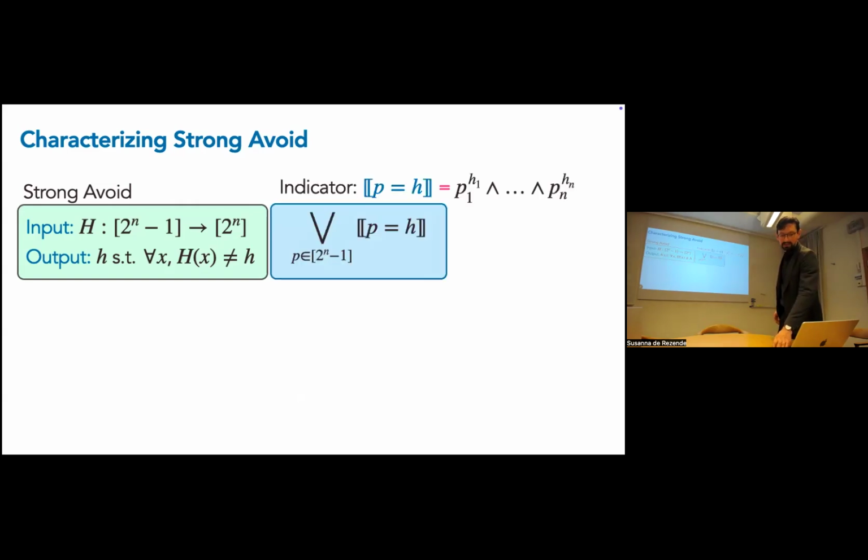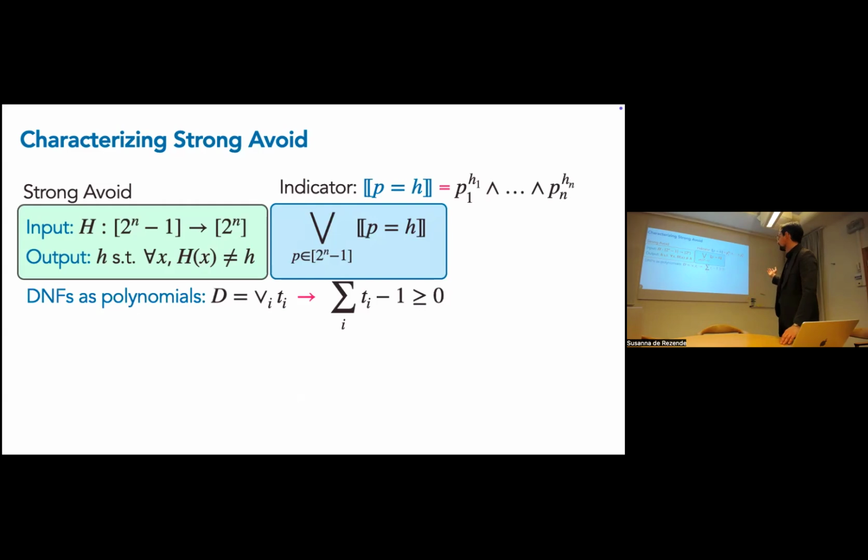We can encode this propositionally as the following unsatisfiable formula. This just says we have one of these for each hole, and it just says that some pigeon maps to me. This is unsatisfiable because there's more pigeons, I mean, more holes than there are pigeons.